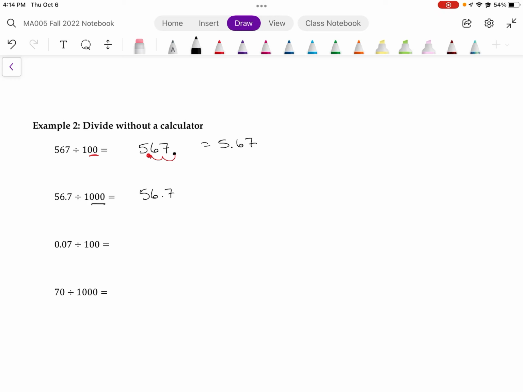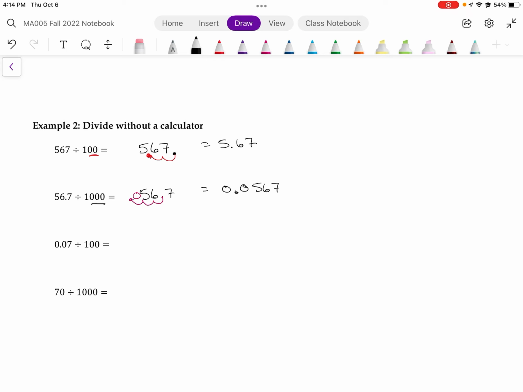The next one, 56.7 divided by 1,000. 1,000 has 3 zeros, so the decimal point moves 3 places: 1, 2, 3. I put a 0 there to hold the place value, and I get 0.0567. Remember that 0 on the left is just to make it clear that there's a decimal point there, because sometimes it's not very clear.